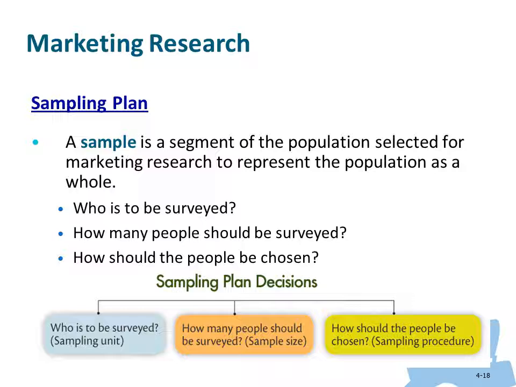A sample is a segment of the population selected for marketing research to represent the population as a whole. Who is to be surveyed? How many people should be surveyed? How should the people be chosen? The sampling plan has three types of decisions: who is to be surveyed, the sampling unit; how many people should be surveyed, the sample size; and how should the people be chosen, the sampling procedure.